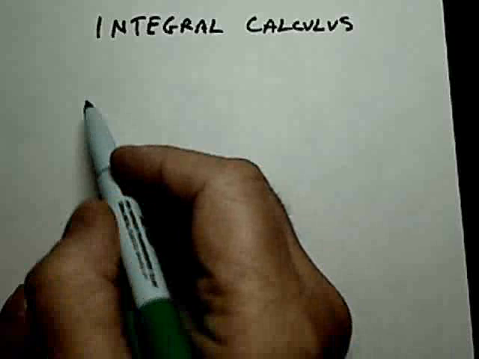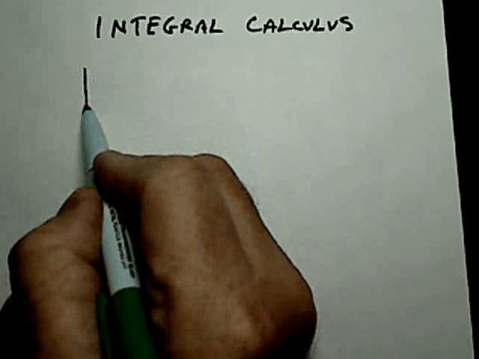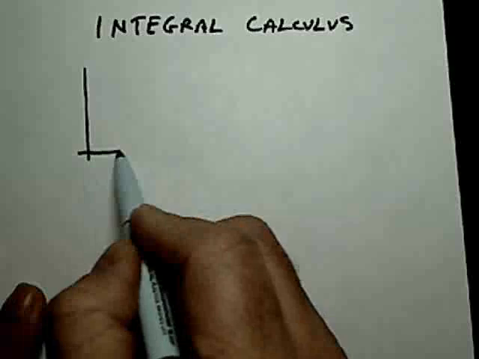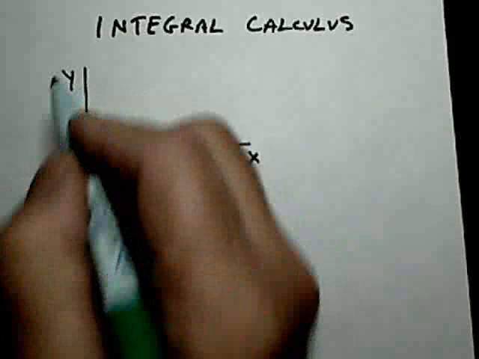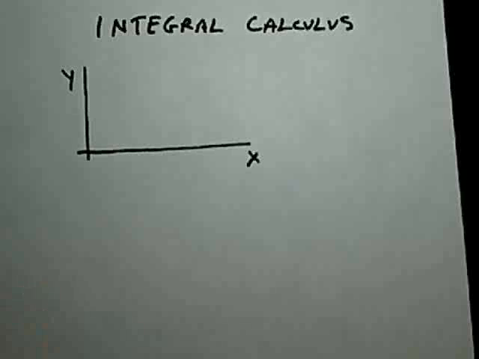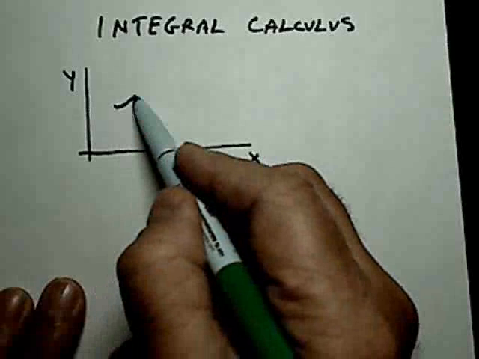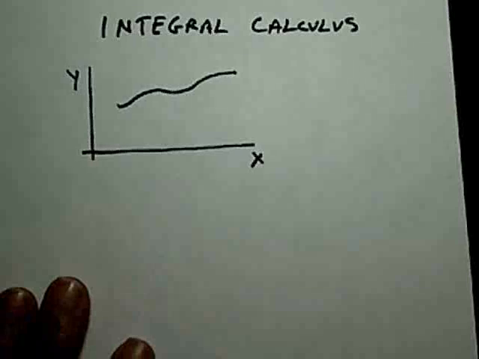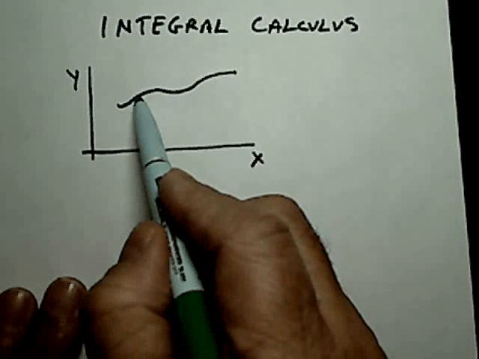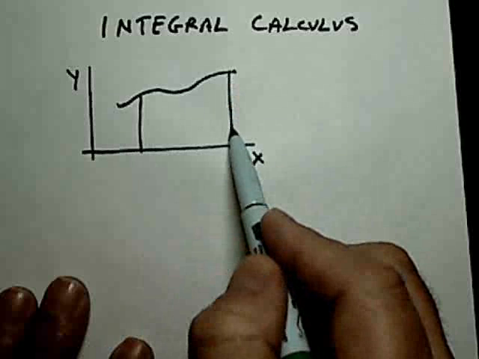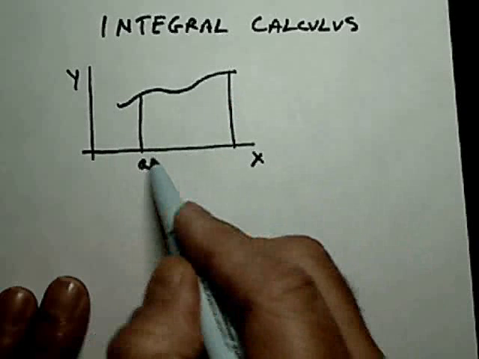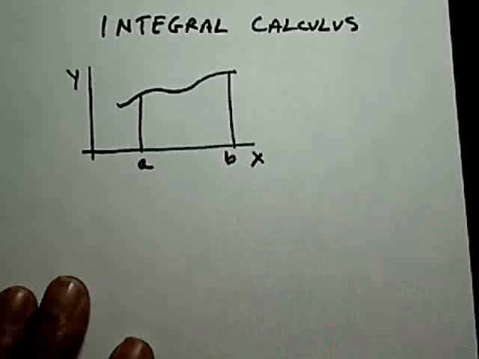Here's what integral calculus is all about. Once again, we're dealing with functions. So let's start with a function here. We'll call it f of x. This is the x-axis. This is the y-axis. And we have a function here. The question now is, what would be the area underneath this function if you went from a to b?